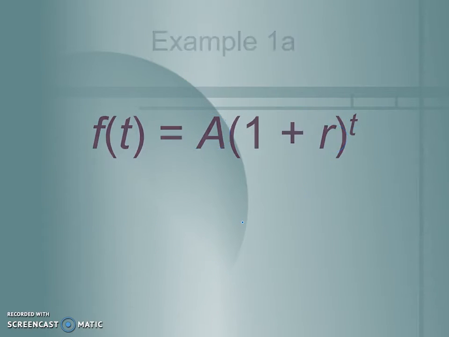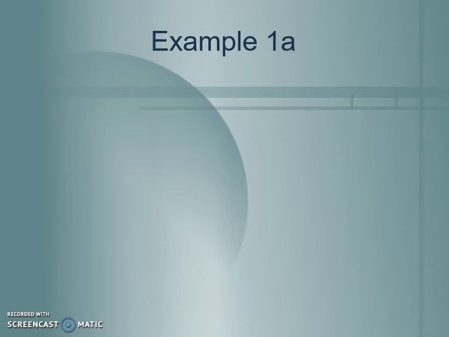So example 1. It says for each exponential function, identify the initial amount, the growth rate, and the growth factor. Then state whether the function models exponential growth or exponential decay.